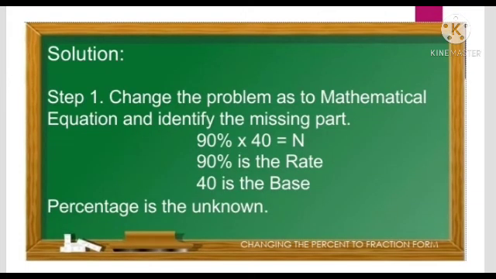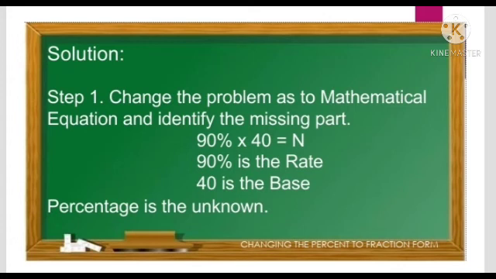Okay, let's make way for the solution. Step number 1. Change the problem to a mathematical equation and identify the missing part. 90% multiplied by 40 is equal to n, or the unknown. 90% is the rate and 40 is the base.